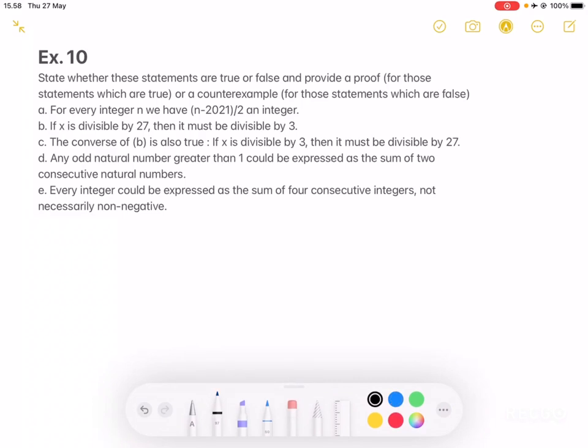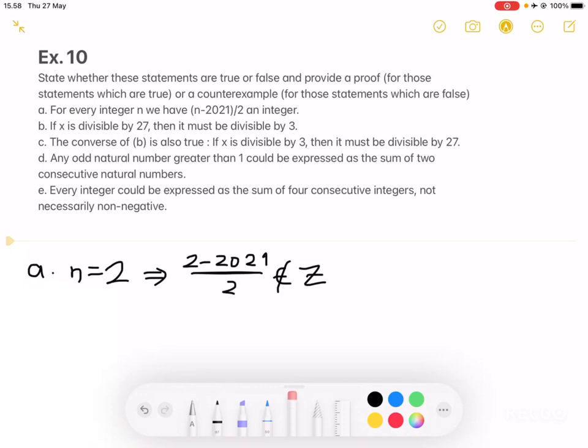Alright, for part A: for every integer n, n minus 2021 over 2 is an integer. It's not hard to see a counterexample. Let's say n is equal to 2. Then we have 2 minus 2021 over 2. However, notice that the numerator of this fraction is an odd number, and therefore this is not an integer. So this statement is false. In fact, this statement is true if and only if n is an odd integer, not necessarily non-negative, something like that.